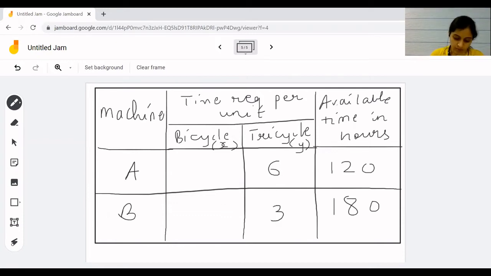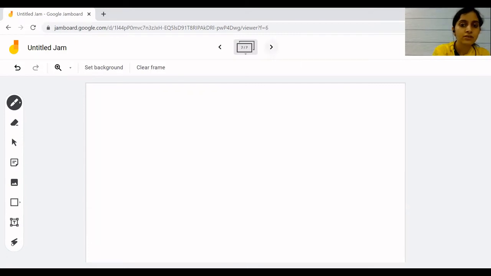Manufacturing a bicycle requires 4 hours on machine A and requires 10 hours on machine B. If profits are rupees 45 for a tricycle and rupees 65 for a bicycle, formulate the LPP to have maximum profit. Now you have to understand what is maximum profit. So let's say I have X number of bicycles and Y number of tricycles.